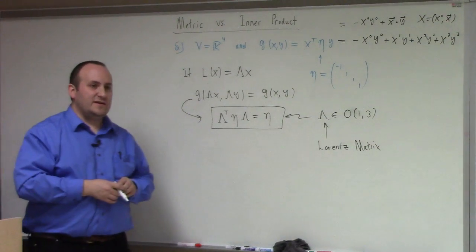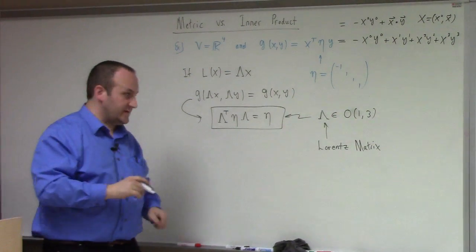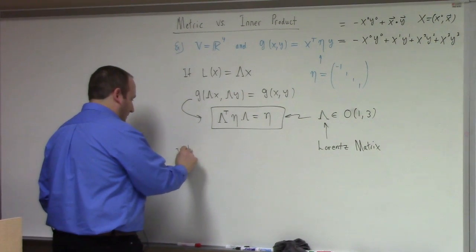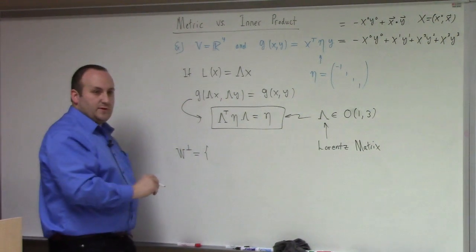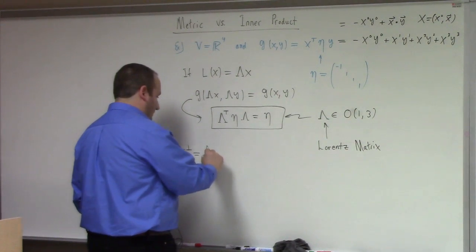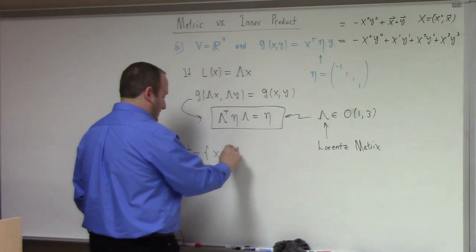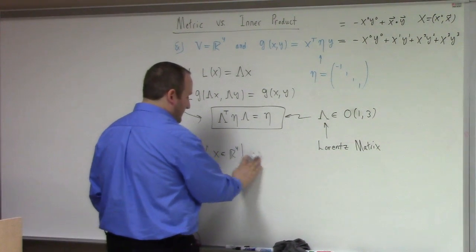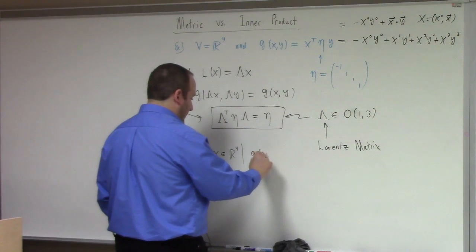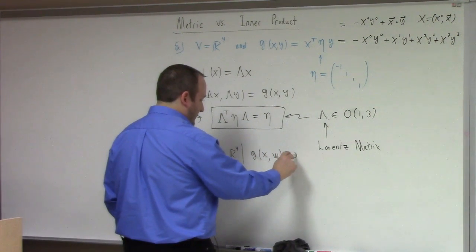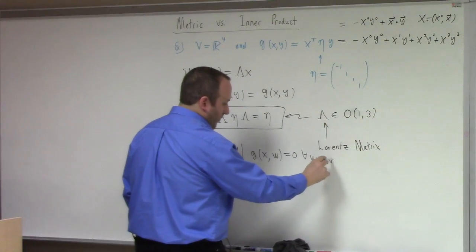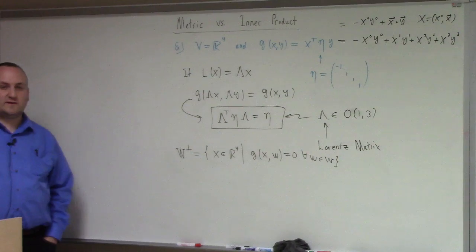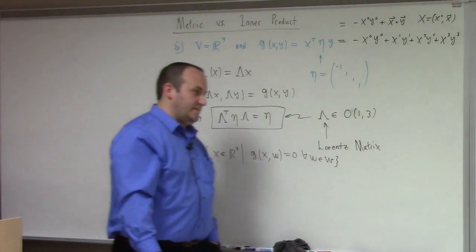I would be negligent not to warn you about some things here. It's not unusual to see people define something like this. W perp is equal to what? It would be x in R4 such that x transpose g, g of x with w equals 0 for all w in W, right? You could define the perp with respect to a metric just the same as you define the perp with respect to an inner product.